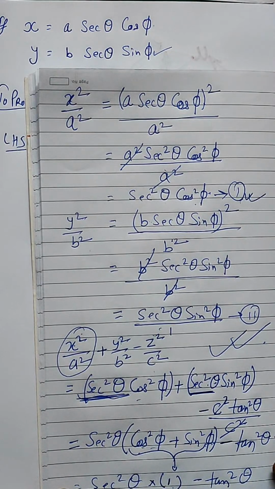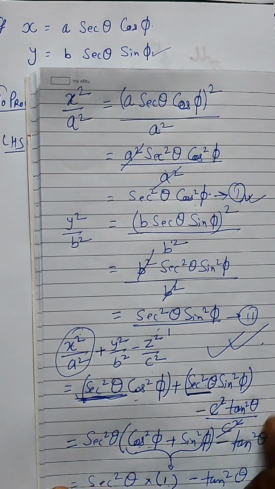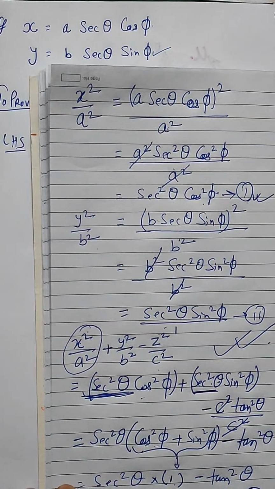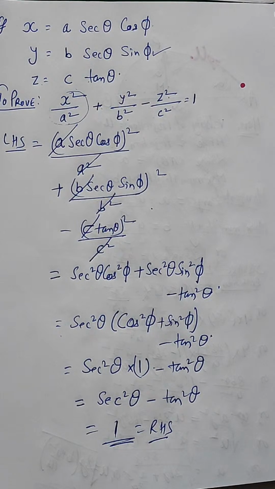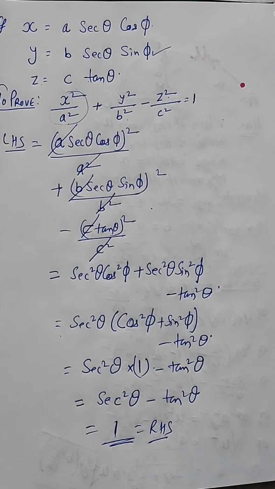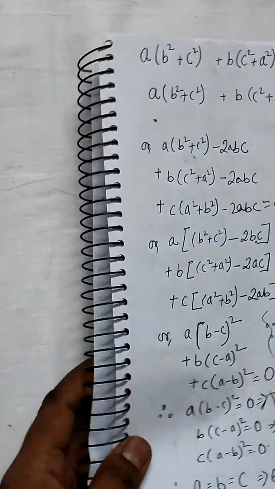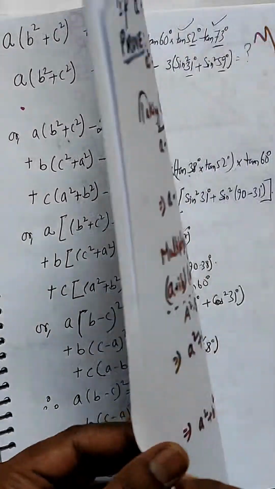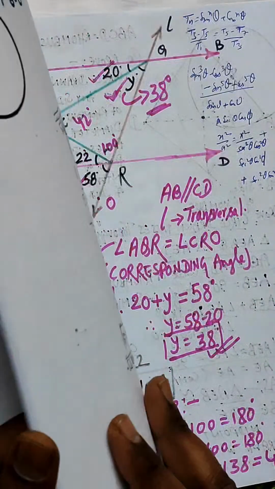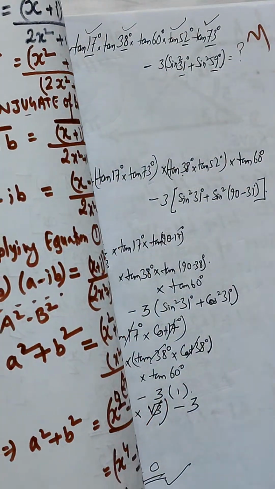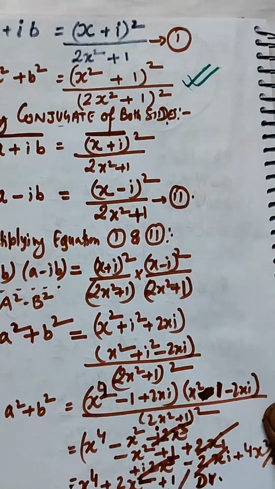So let us continue to the second question. This is the first question which I put on my channel yesterday. I am just changing the page now. I will take the second question which I put on my channel yesterday. Let me show you. There was also a question on blood relation, which I will explain. And there was a question on complex numbers, which I have explained.